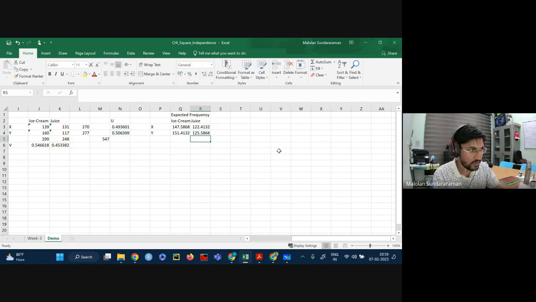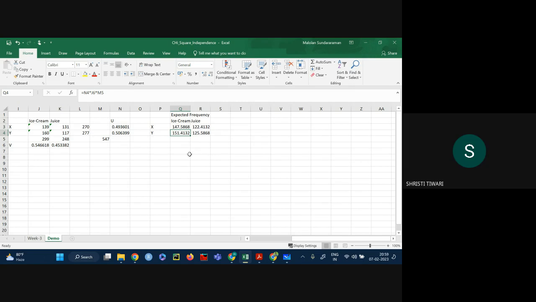Now I got my expected frequency. So I expect X to sell 147 ice creams in this time period, and it has actually sold 139. Similarly, I expect X to sell 122 juices, and it has actually sold 131. The goal is to see if these categorical variables, these four variables, are significantly different or not. Fine?